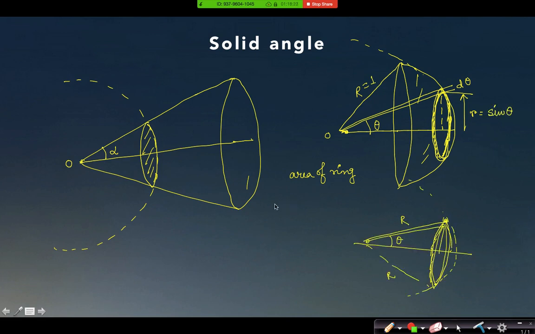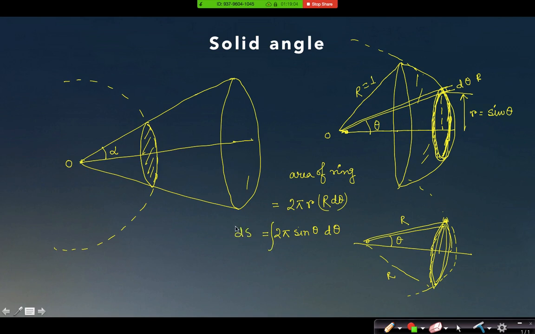So what is the area of the ring? Can you see the area of the ring is 2 pi times the radius, R sin theta, into the width? What is the width of this part? Can you see the width of this part is capital R d theta? Yes or no? So now I will put the value. It is 2 pi into sin theta d theta. That is only the area of that ring because capital R is 1. So this is ds.